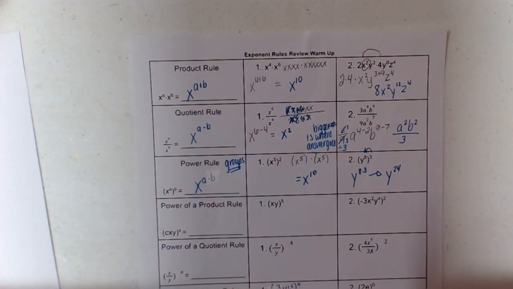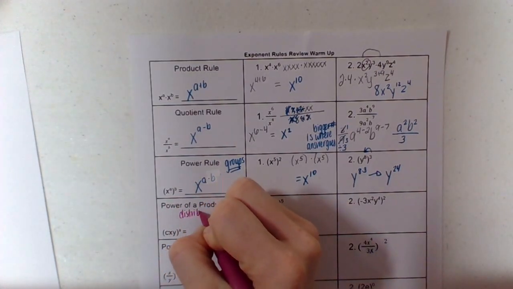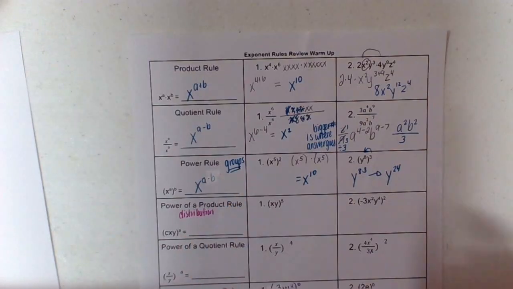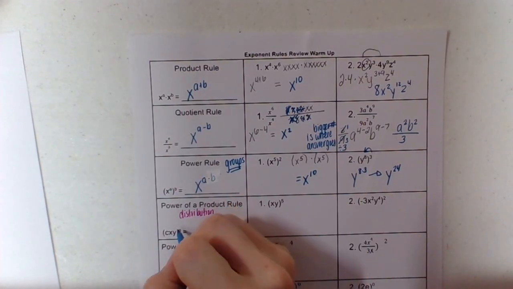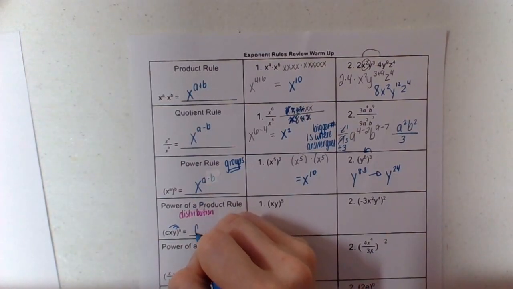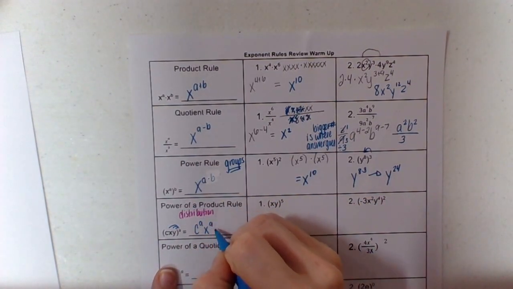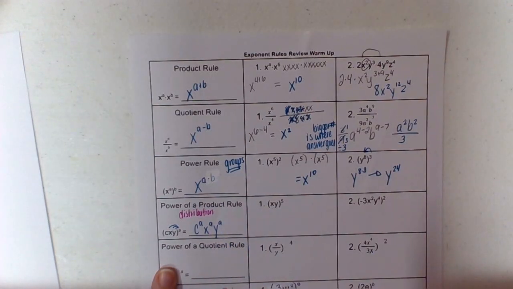Product of a power rule, this is basically fancy distribution. Your key thing here is to make sure you distribute your power to every single thing you have. So if I have an A on the outside, it goes to every single thing I have on the inside of my parentheses.